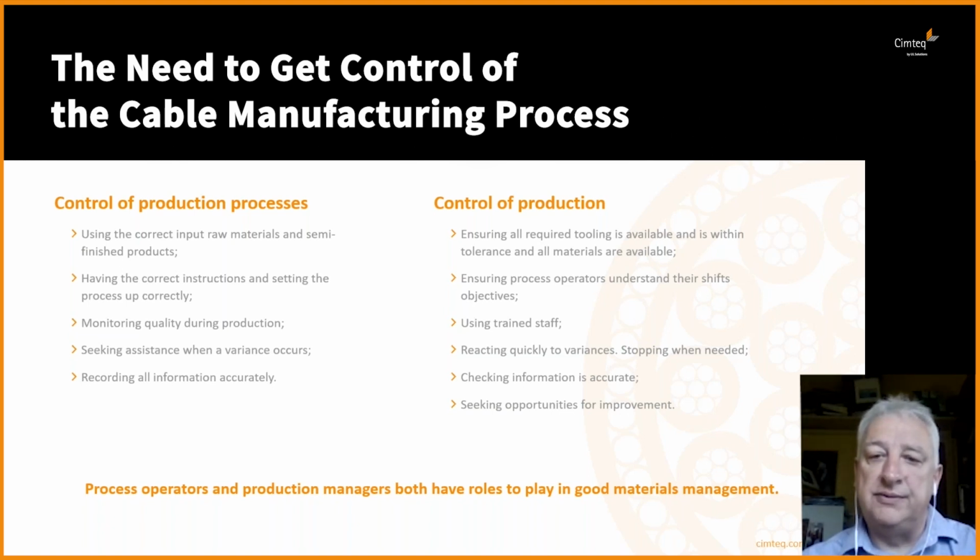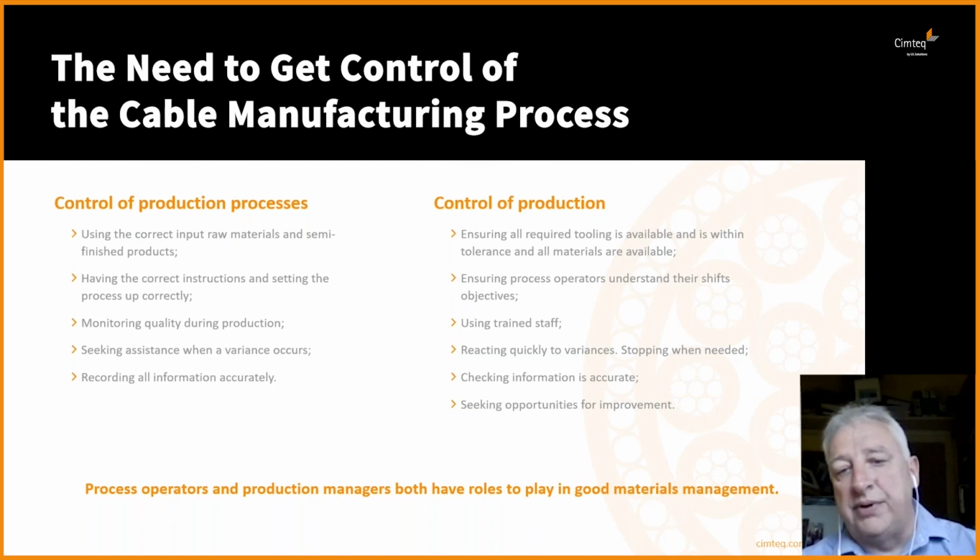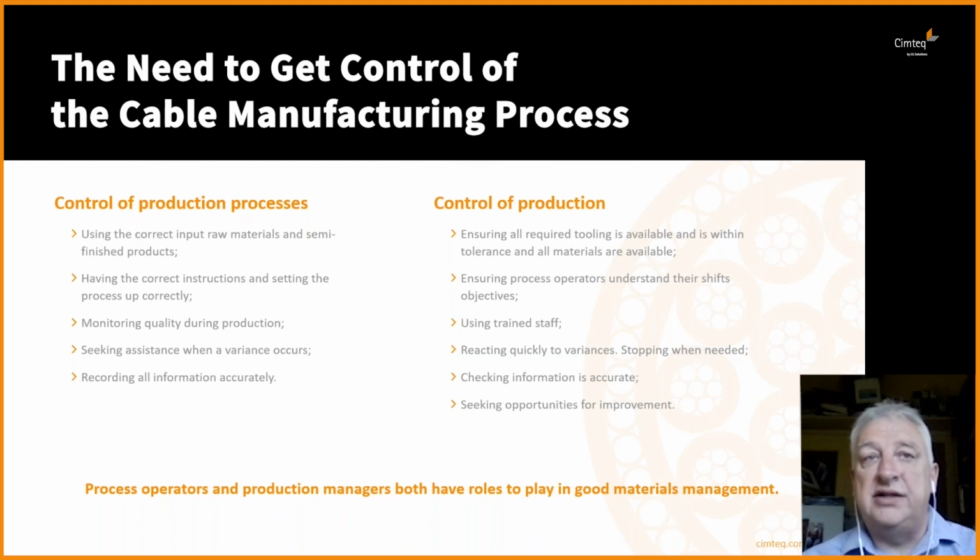Supervisors have to ensure that process operators understand the objectives for their shifts, what we're supposed to be doing today, what sequence we're supposed to be doing it in, and what we're expecting in terms of performance from them. Use trained staff. Sometimes, unfortunately, we get to a situation where we might use someone who's not fully trained on a particular process. That can lead to errors.